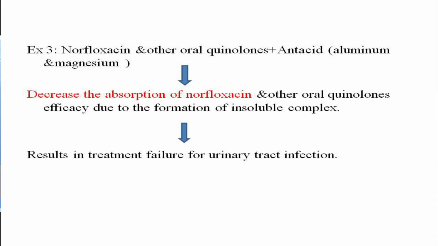Next example is norfloxacin and other oral quinolones when combined with antacids containing aluminum and magnesium. These substances may decrease the absorption of norfloxacin and other oral quinolones, reducing efficacy due to the formation of an insoluble complex. Norfloxacin is particularly used for urinary tract infection, so this decrease in absorption may lead to treatment failure in urinary tract infection.